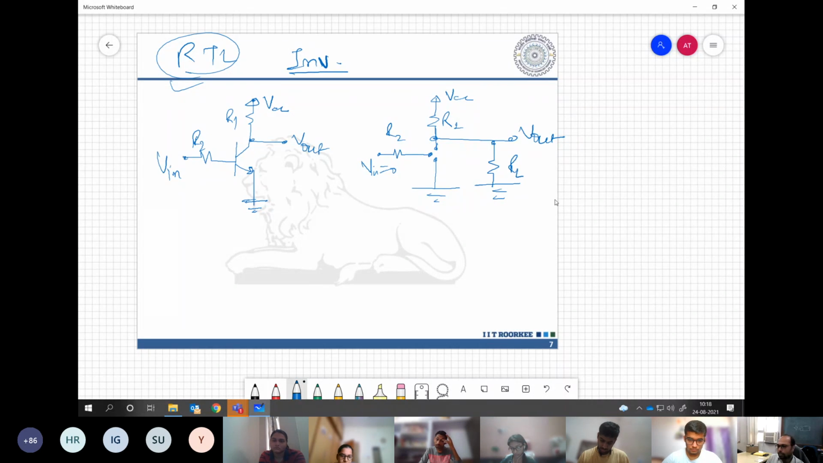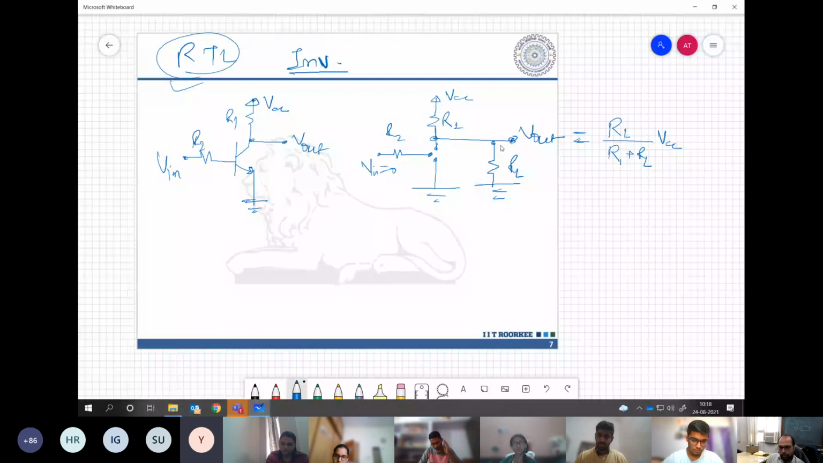Yes or no? Yes. Now, what is this output? If you say the Vout voltage, what would you write? RL. VCC into RL upon RL plus R1. Isn't it? Now, assume that this RL sometimes may be comparable to R1. It could be, right. Sometimes the load resistance value could be lower. Sometimes it could be higher.